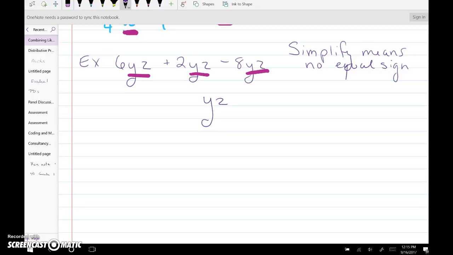Now we're going to take care of our coefficients. Let's use green here. I have a 6, a positive 2. Remember, the sign that's in front, whether it's addition or subtraction, goes to the number that's behind it. And a minus 8. 6 plus 2 is 8. Minus 8 is 0. Now remember, this is actually 0 times y times z. And anything times 0 is 0. So this is my answer. I'll box it in a different color so you don't think I'm just circling something twice.